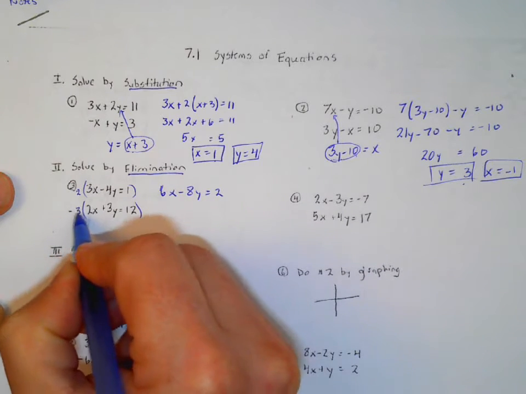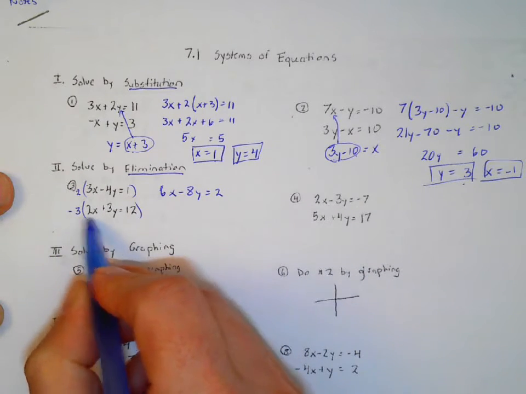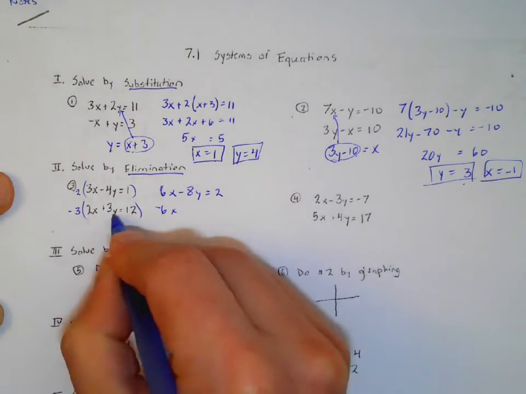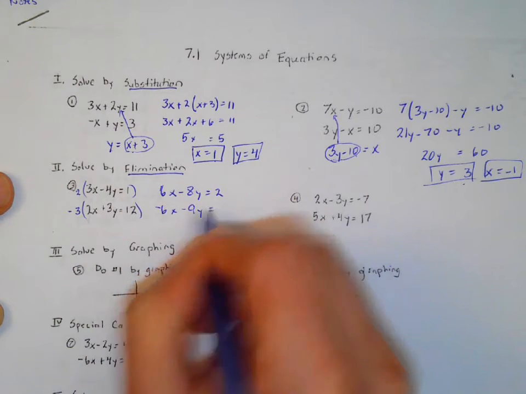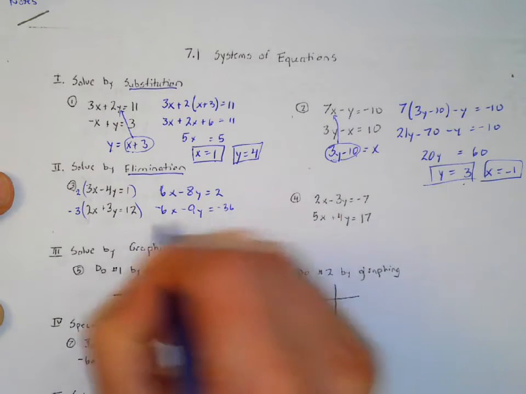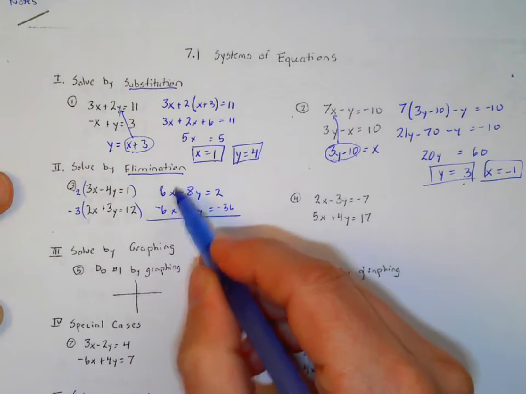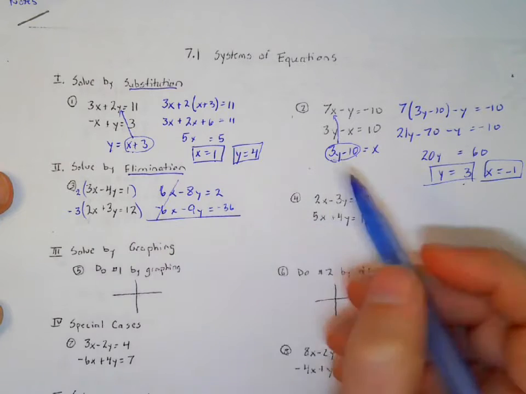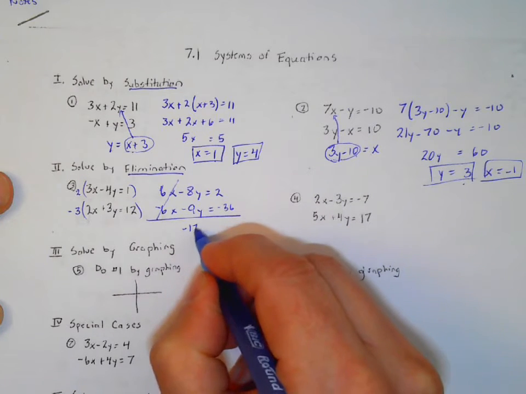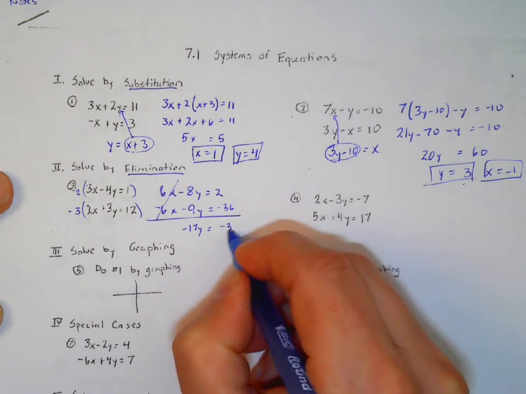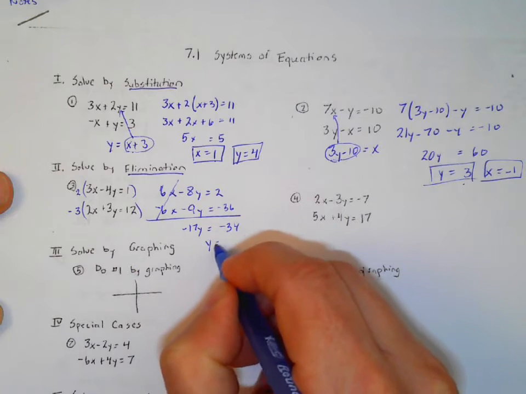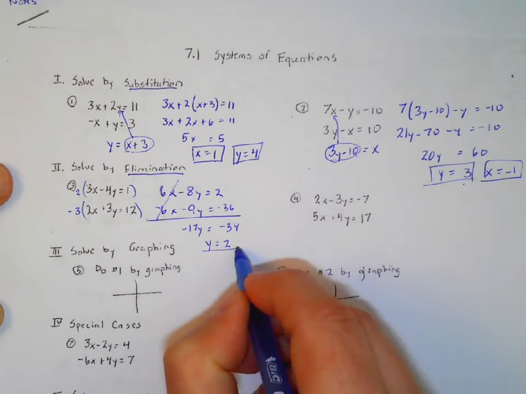So if I multiply by negative 3, that gives me negative 6x minus 9y equals negative 36. Now, when I add these together, those eliminate. I get negative 17y equals negative 34. Divide gives me y equals 2.